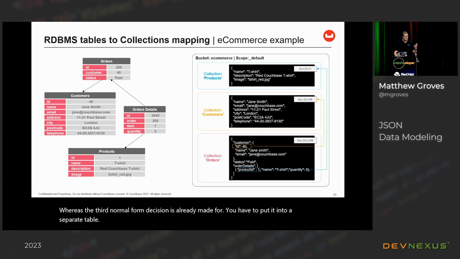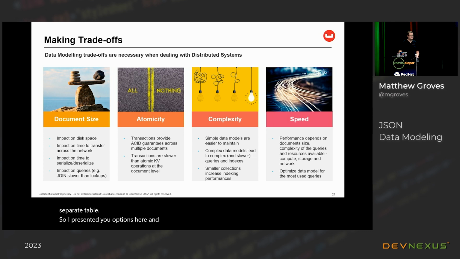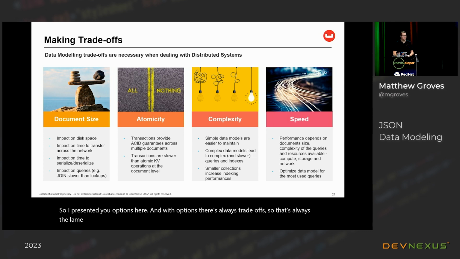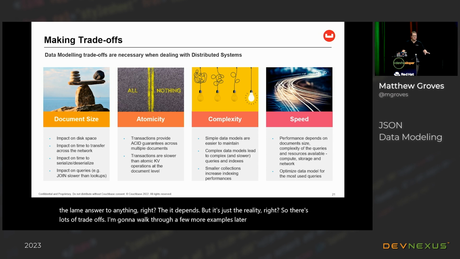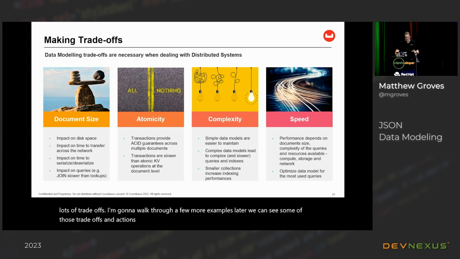So I presented you options here, and with options, there are always trade-offs. That's always the lame answer to anything, right? It depends, but it's just the reality. So there are lots of trade-offs. I'm going to walk through a few more examples later so we can see some of those trade-offs in action. But data modeling is all about trade-offs.